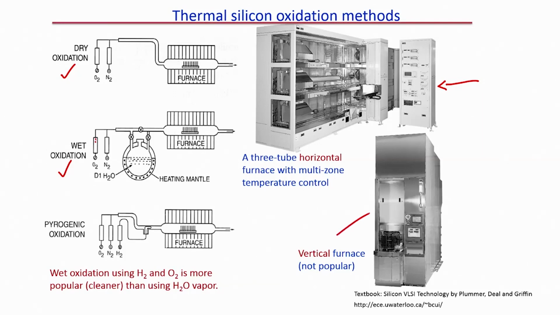This is a horizontal tube furnace, number 1, and number 2 is a vertical tube furnace. Vertical tube furnaces are not too popular in growing silicon dioxide. So, we will concentrate on the horizontal tube furnace.